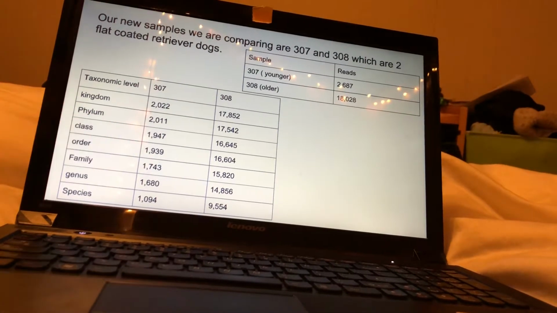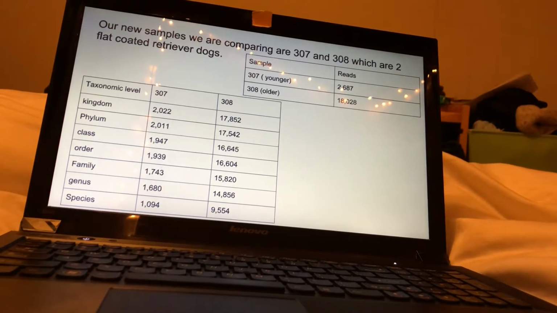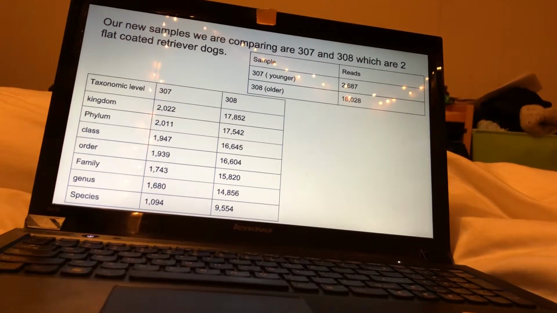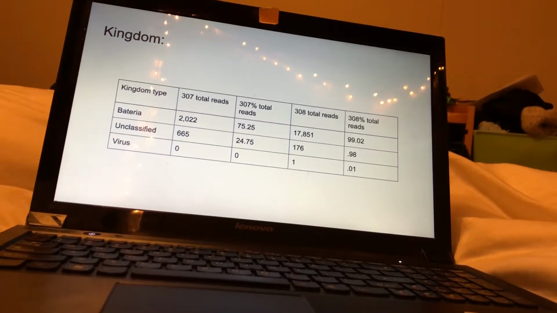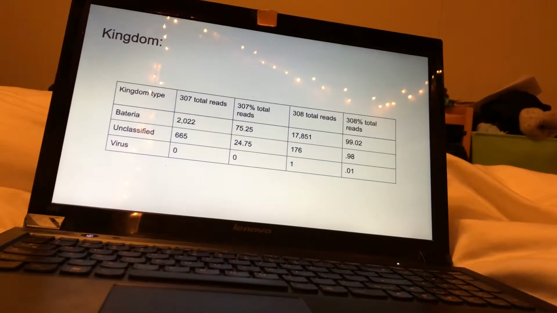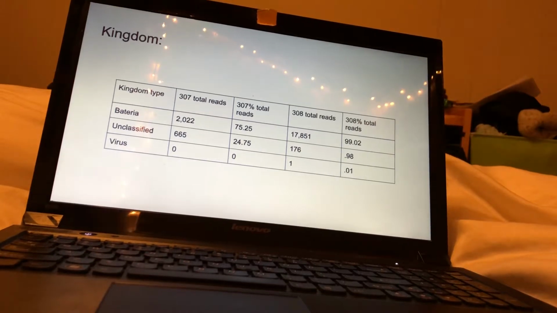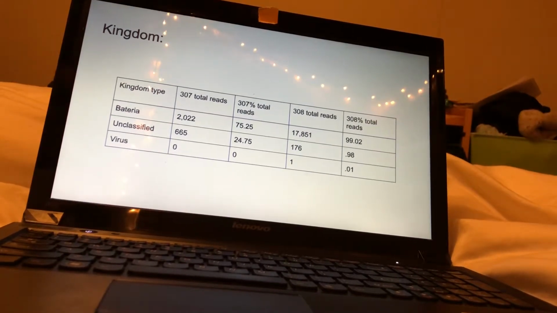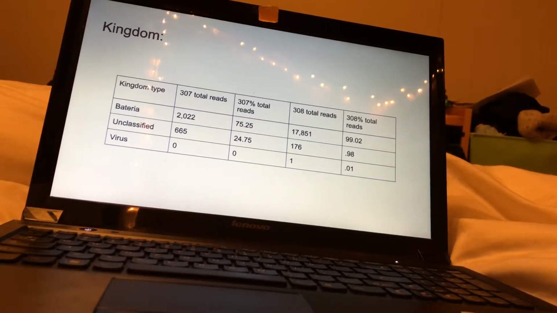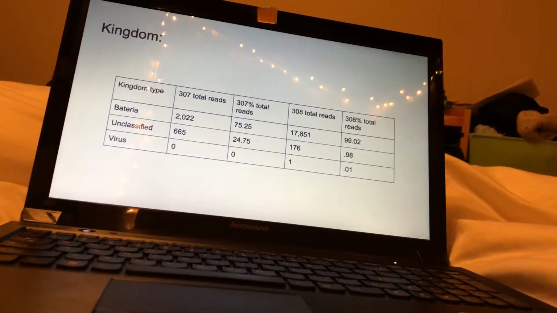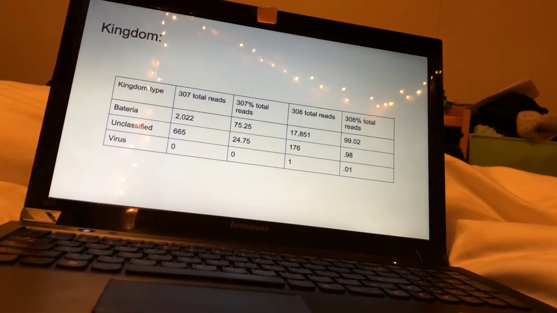So this table shows the reads that we've got for each level of classification right here. So for kingdom, we saw that the older dog had far more bacteria found in it than the younger dog, as well as the older dog had a virus present. So that just shows that the younger dog's health was a little greater than the older dog's, simply because the younger dog had no viruses found.